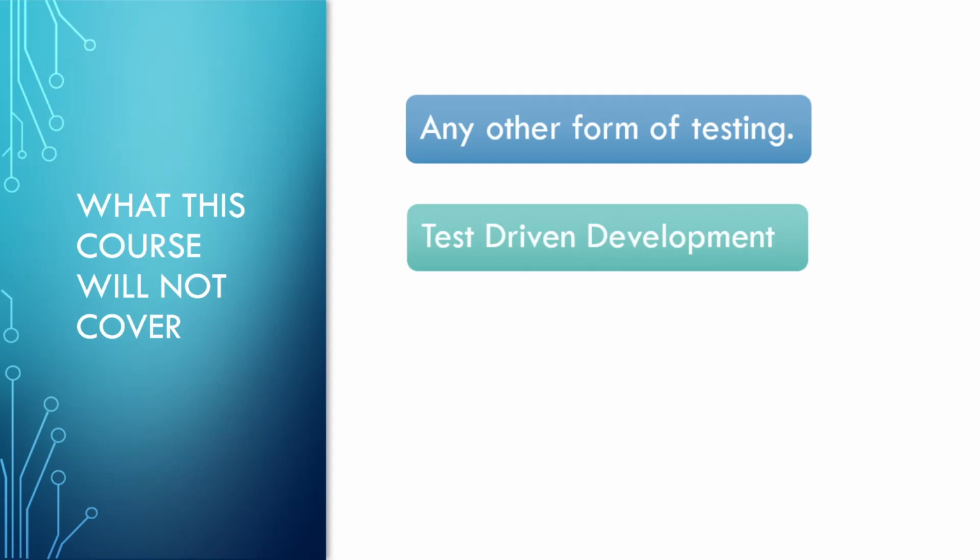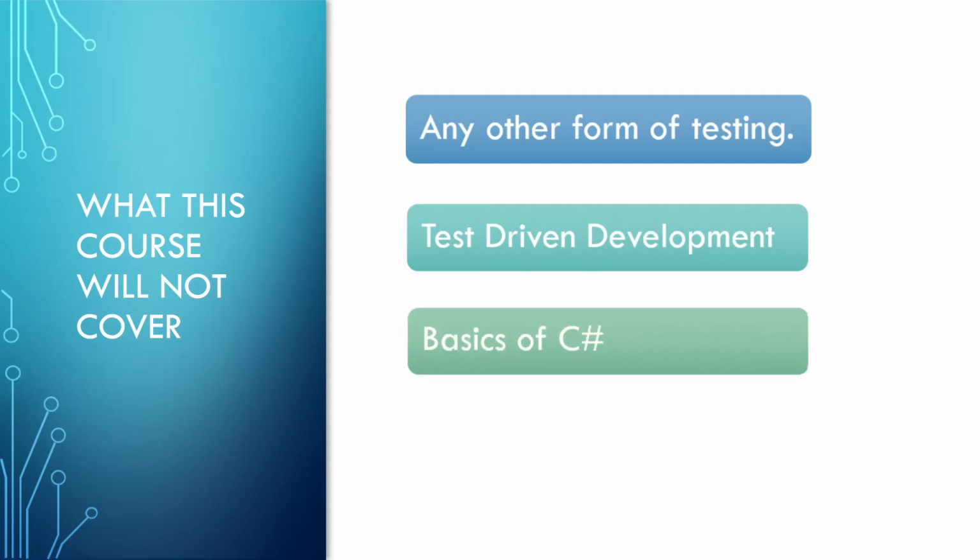We're not going to be covering test-driven development, which is an approach where you write your test and as soon as that test fails, then you write a bit of code to fix it. That's a completely different set of parameters and completely different set of skills, which we won't be covering in this course. And finally, the basics of C#. This is focused mainly on XUnit, so I would expect that you know the basics of C# and how the language works. Don't come to this as a complete beginner to programming.